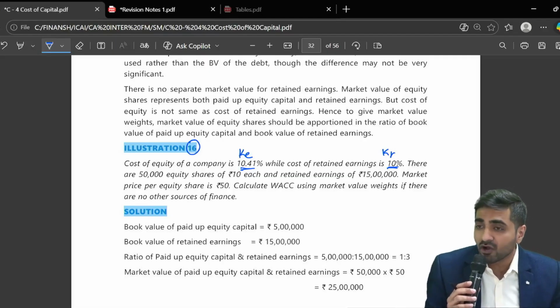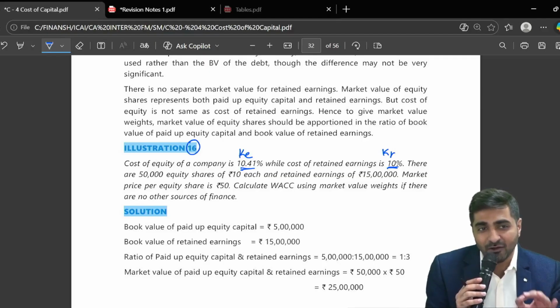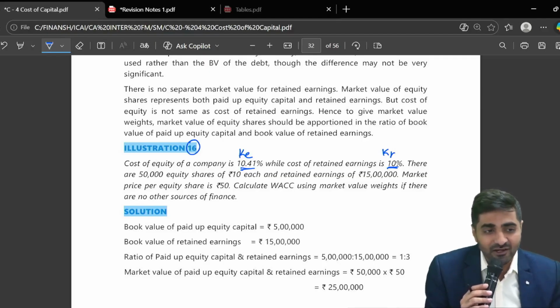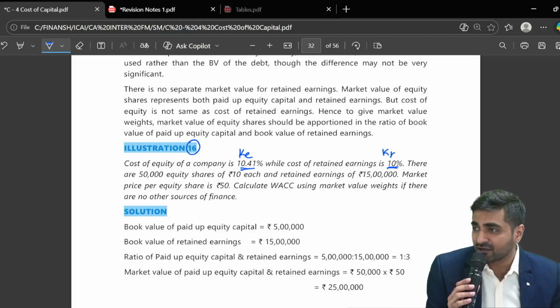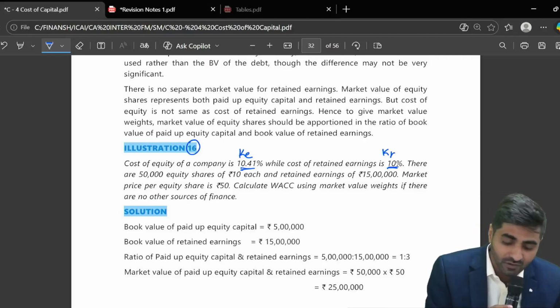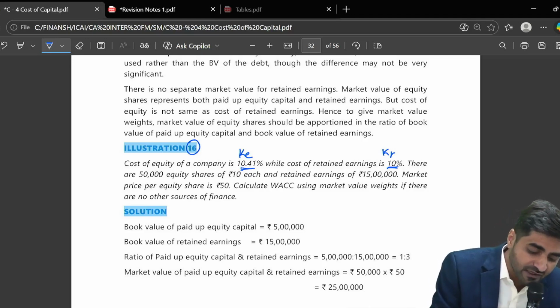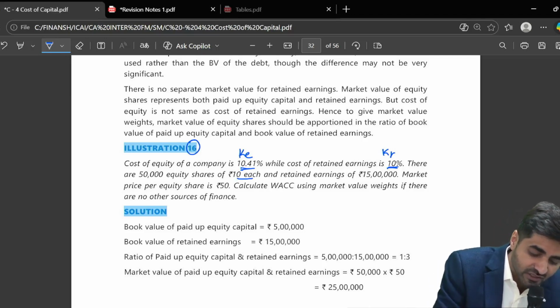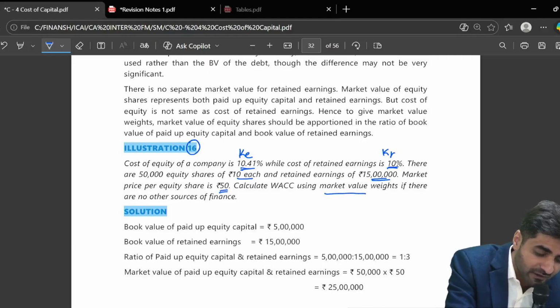Yes, because your KE and KR are different. If your KE and KR would have been the same, then in market value weights, we would have only considered market value of equity. But here your KE and KR both are different. So that is why we have to calculate what your WACC should be. There are 50,000 equity shares of rupees 10 each and the retained earnings is 15 lakhs. Market value per share is 50 rupees. We are required to calculate WACC using market value weights.